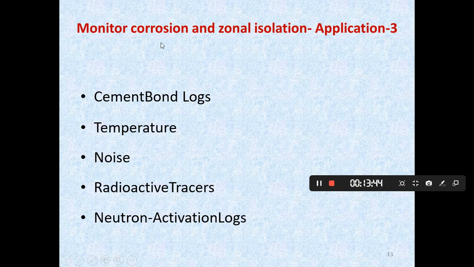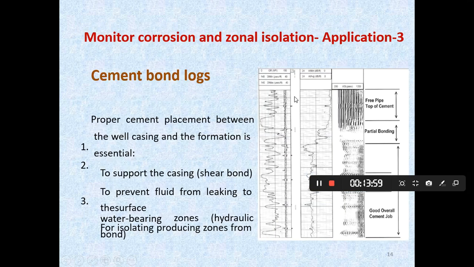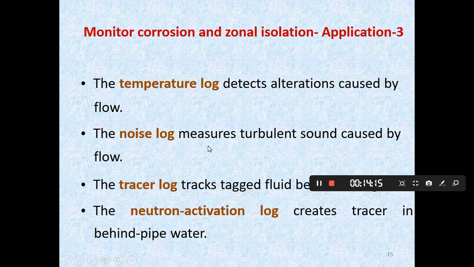We also have to monitor the corrosion, because corrosion can cause leakages, and if leakages occur, the oil will be lost there. So these are the tools used to find out the corrosion and zonal isolation. These are some cement bond logs, and we have to look at where the cement went. Cement is usually done to support the casing and to prevent fluid from leaking to the surface, so we monitor using the cement log.